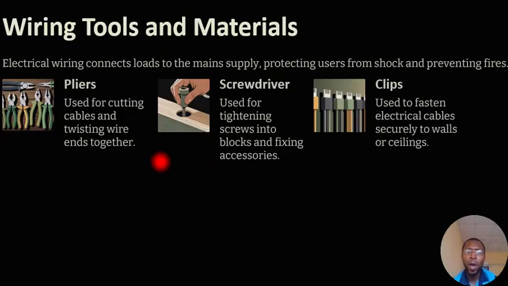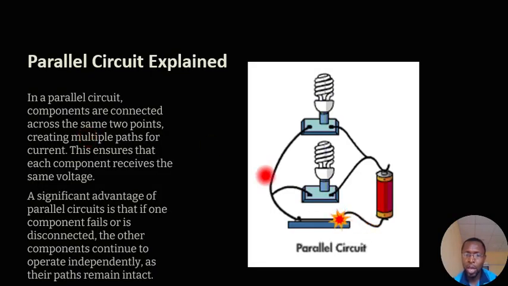Now, we have what we call the wiring tools and materials. That's what we use in making the electrical circuit. Now, the first tool here is called the plier. Pliers are used for cutting cables and twisting wire end to end. We could see here, these terminals where these wires are connected, you will need pliers to twist the wire and then connect it end to end.